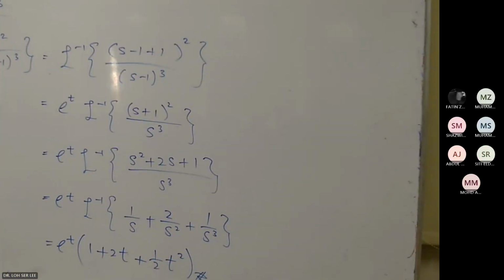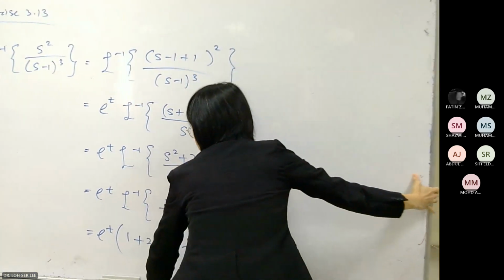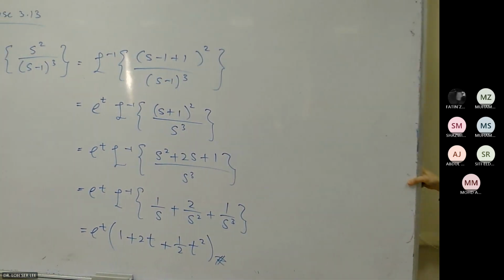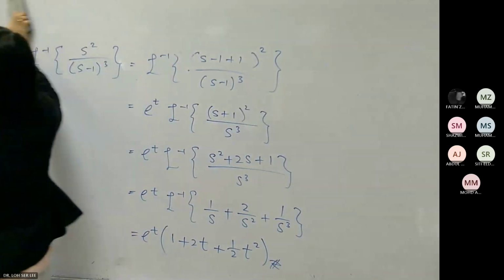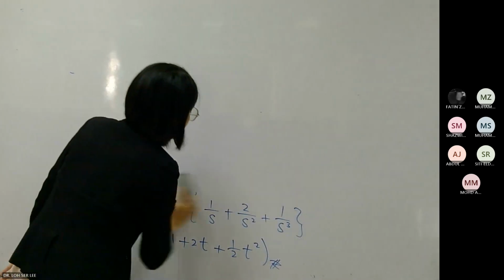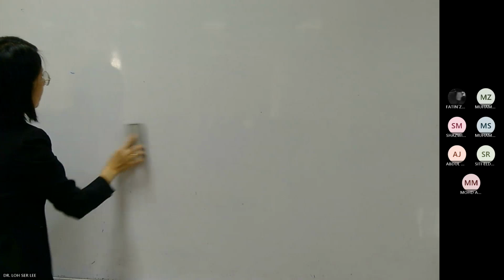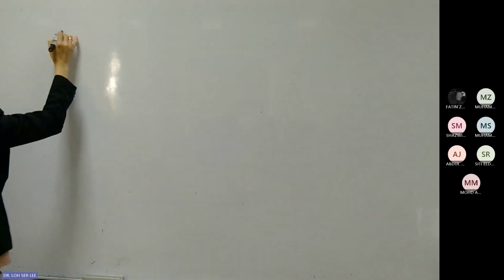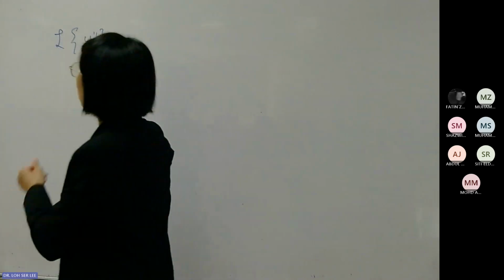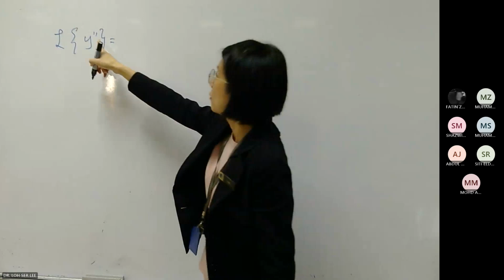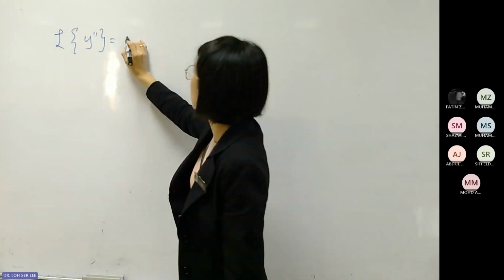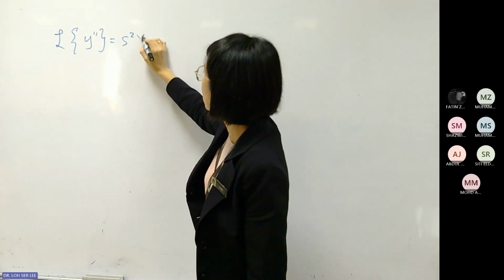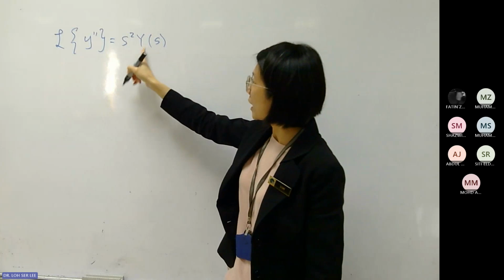And write on the board. That much, y double prime. Y double prime means n is 2. So we will start from s squared. And the first term is capital Y in s. It will always be capital in s.